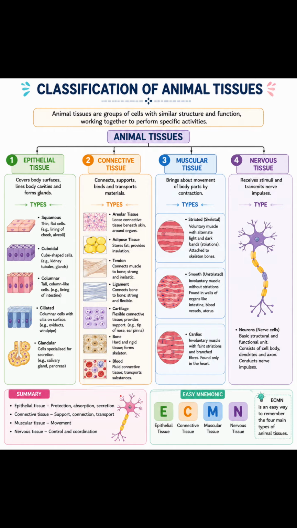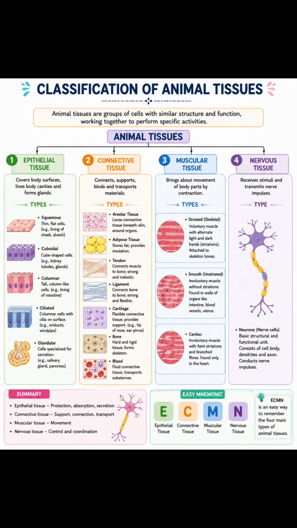Epithelial tissues are majorly present at the body surfaces. They are providing the cover or protection to our body. It can be classified into different types, that is squamous epithelium, cuboidal epithelium, columnar epithelium, ciliated epithelium, and glandular epithelium. Next is connective tissue, which is connecting the body parts, and it is also helping in transport of different materials. It can also be classified into different types, that is areolar tissue, adipose tissue, then tendons, ligaments, cartilage, bone, and most important is the blood.